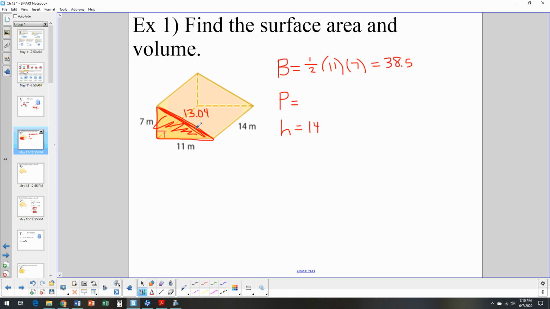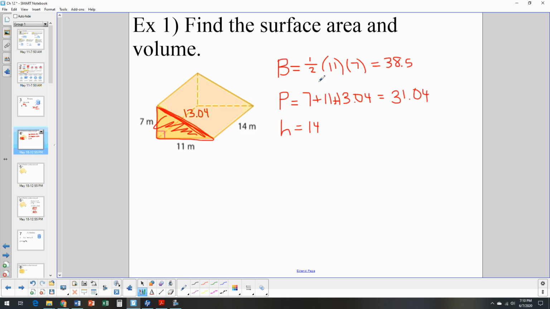So now the perimeter is going to be the three sides of the triangle added together, 7, 11, and 13.04. And if I add 7 plus 11 plus 13.04, I get 31.04.